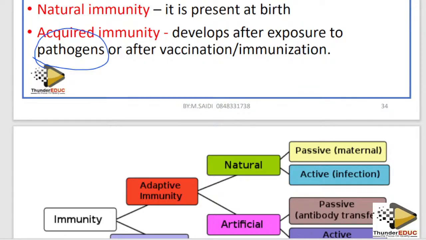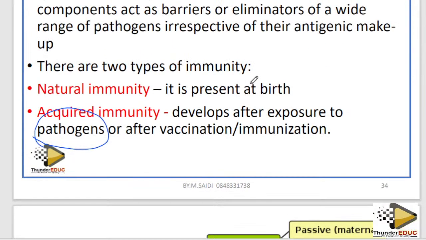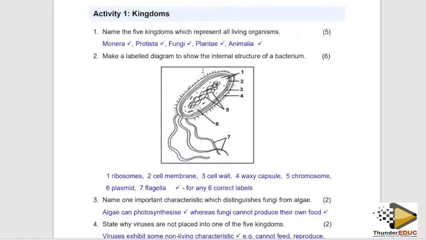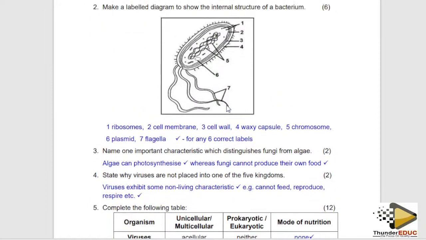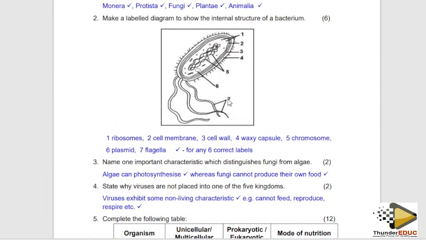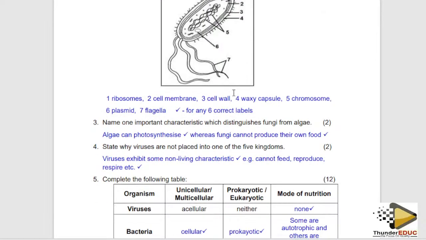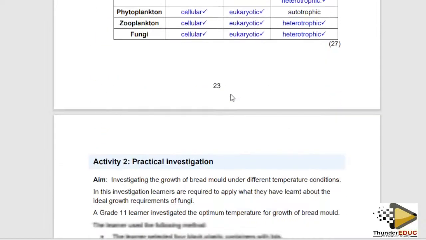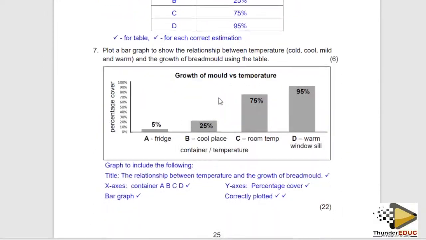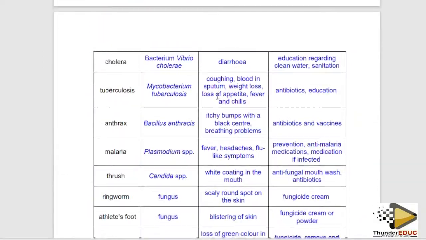If someone is asking me, do you have any sample questions? Yes, I have sample questions, and I'm going to show you. I want to first wrap up with this, and after that I'm going to give you the sample questions. Let me just show you the structure of a virus, and check how it looks. If you still want this booklet of questions and answers, I can send it to you, or you can download it from Thundereduc.